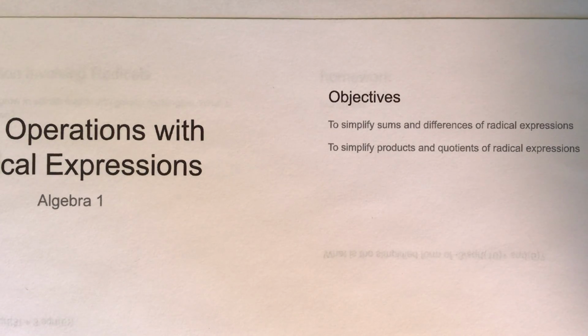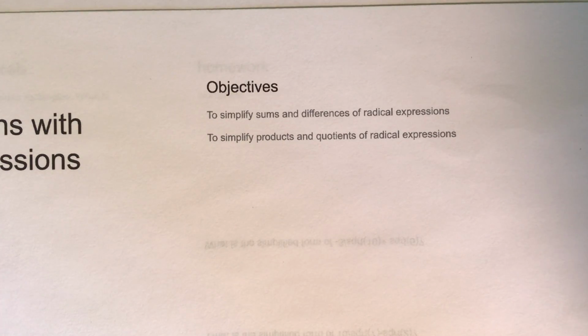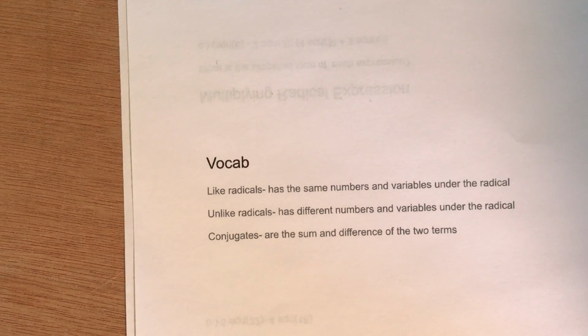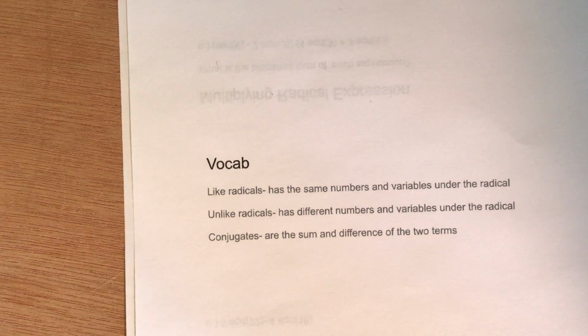Objective: to simplify the sum and difference of radical expressions. To simplify the product and quotient of radical expressions is the other part of your objective. Some vocab just to start out with. Like radicals have the same numbers and variables under the radicals. You're going to need that to be able to add and subtract.